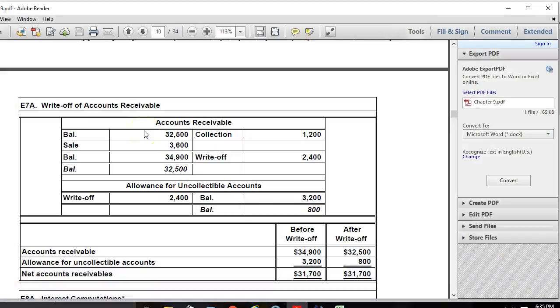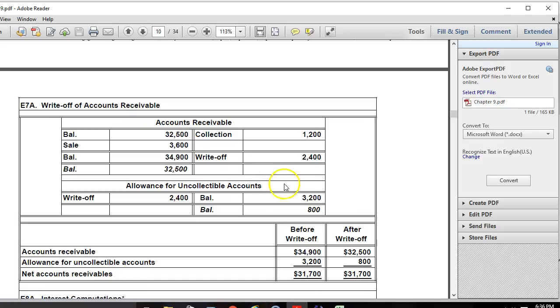So it sold $3,600 to Willis, right? So accounts receivable is going to have a debit of $3,600. Then we receive cash of $1,200 from Willis, right? So then we're at a balance of $34,900, aren't we? But $3,600 minus $1,200 that Willis paid us is a difference of how much? $2,400. We have to write $2,400 of Willis's balance off, don't we? Because we're not going to get the money.